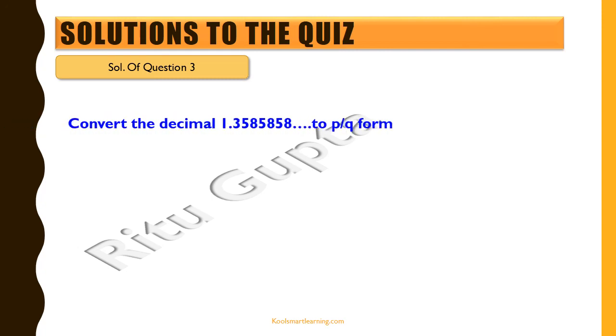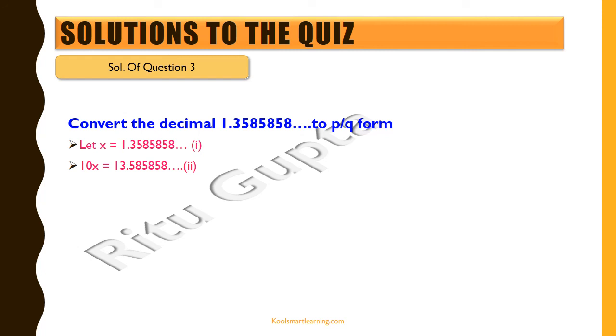Now let's do the third question. Convert the decimal 1.3585858 to its p by q form. Now, as we had done in the presentation itself, in the video, in the previous part, let x be equal to 1.3585858, and then we say 10x is equal to 13.585858.